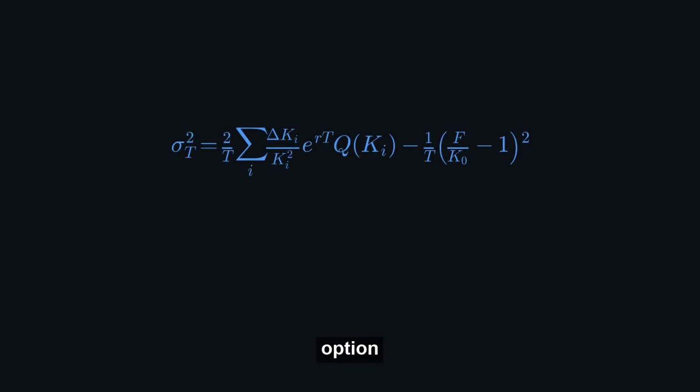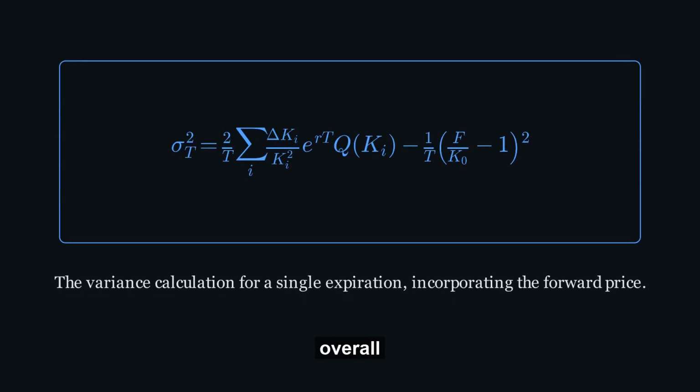For each selected option, we calculate its contribution to the overall variance. The weighting factor, $\Delta K_i$, is half the difference between the adjacent strike prices. For the lowest and highest strikes, it's simply the difference between the strike and its single neighbor. The formula then sums these weighted contributions, along with a special term for the at-the-money option, to yield the total variance for that specific expiration period.